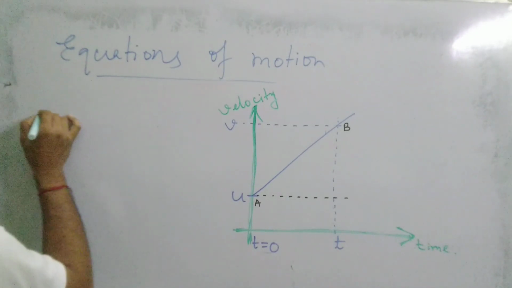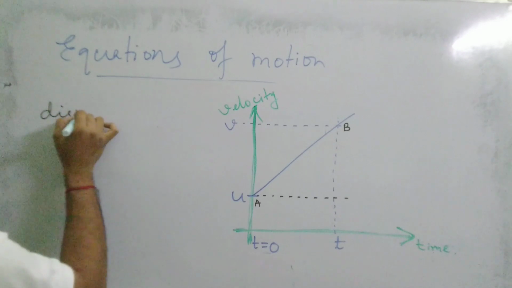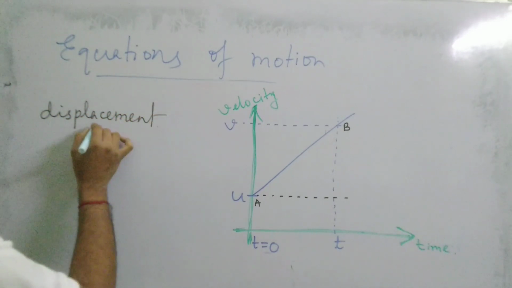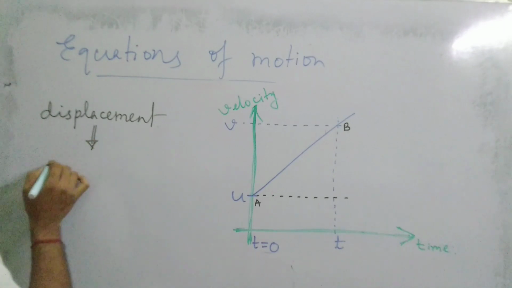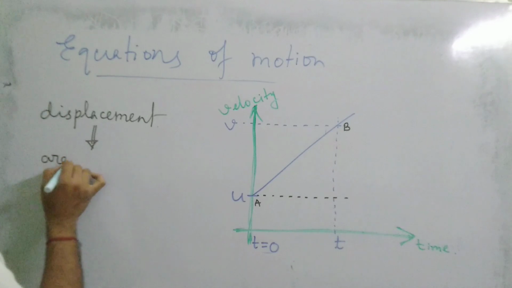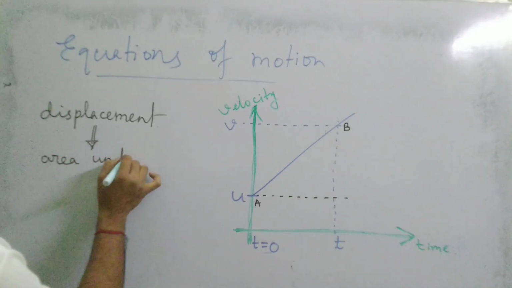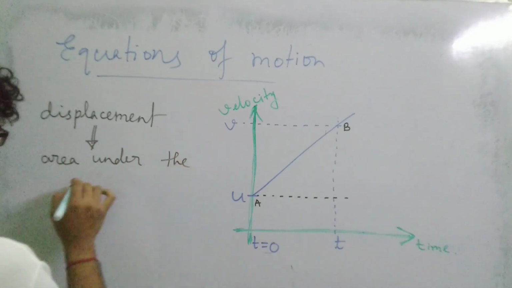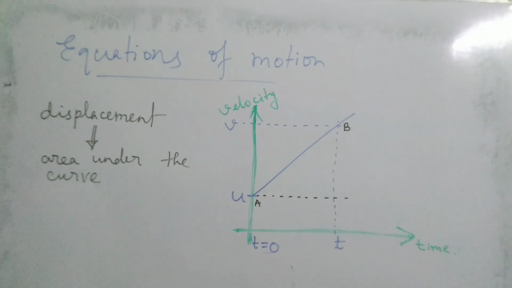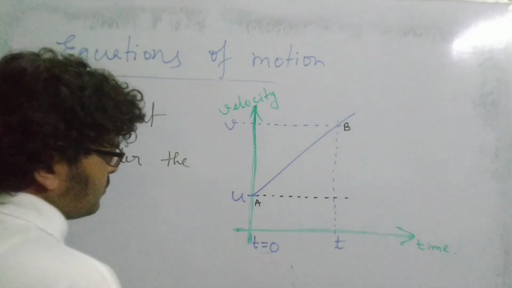So displacement is obtained from the velocity time graph. How can you obtain it? It's the area under the curve. Area under the curve gives the displacement.